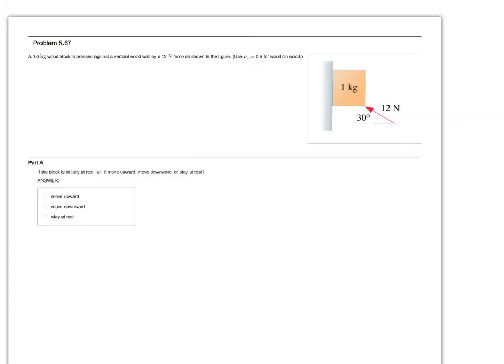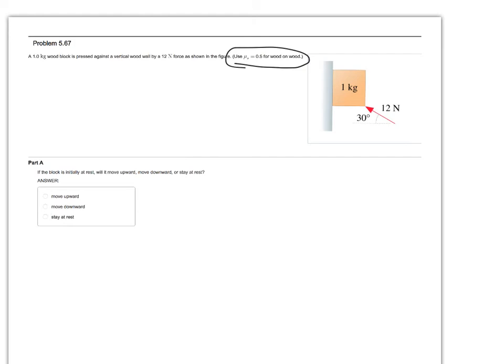Moving on to my next one, I have a 1 kilogram wooden block pressed against a wall, and it's being pushed with this 12 Newton force that's going up at an angle as shown. We want to know, if the block's initially at rest, will it move up the wall, down the wall, or stay at rest? So we're thinking here about static friction, and we're given that coefficient of static friction, and that's ultimately going to help us determine whether or not the block will move.